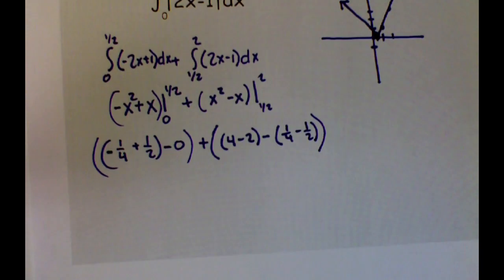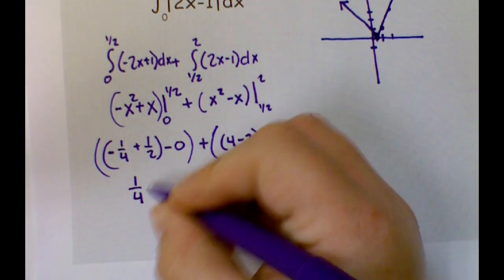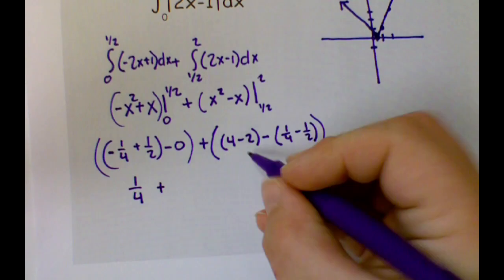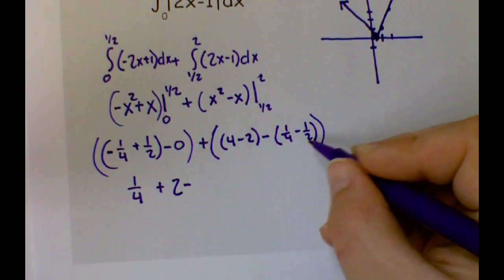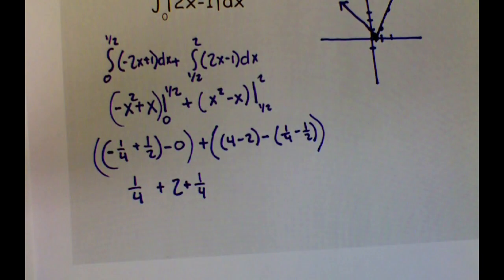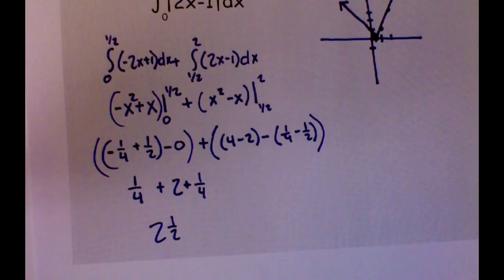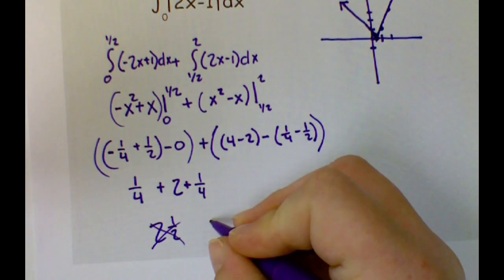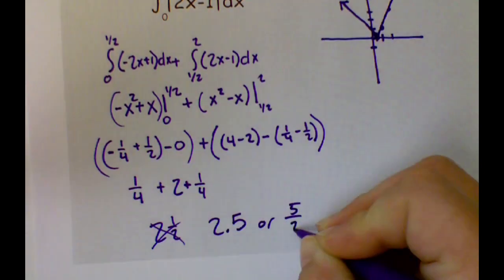And now we're going to simplify this whole thing. Negative a fourth plus a half is 1/4, minus 0, boom. Plus, we get a 2 minus negative a fourth, so plus 1/4. So I have 1/4 plus 2 plus 1/4, which is 2 1/2. And you know how I feel about mixed numbers. We'll call that 2.5 or 5 over 2 as our area.